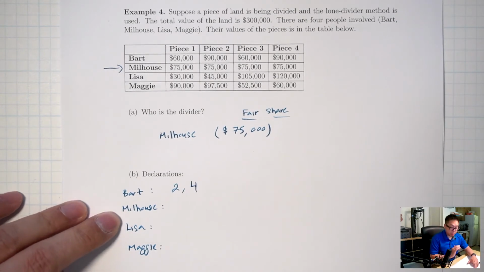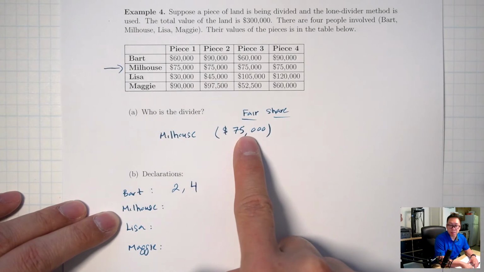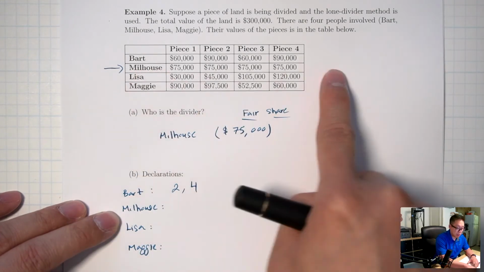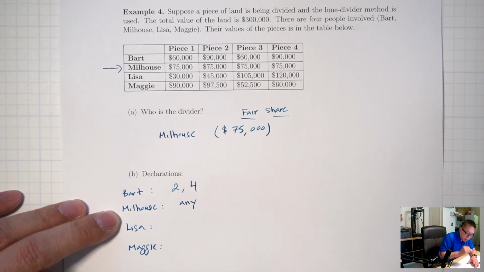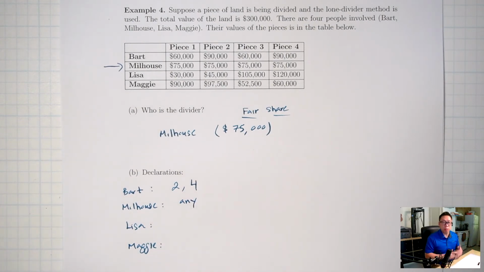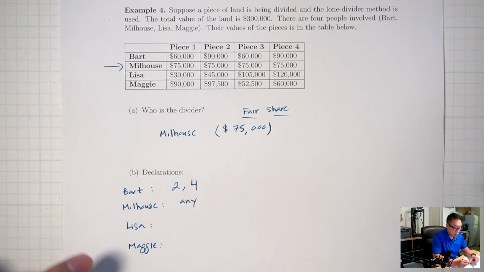Milhouse, who was the divider, right? All of his pieces are $75,000 or more. So he would accept any of those pieces. And this is always true for the divider, because the dividers cut it up in a way that they're happy with any of the pieces. So the divider would accept any of the pieces.